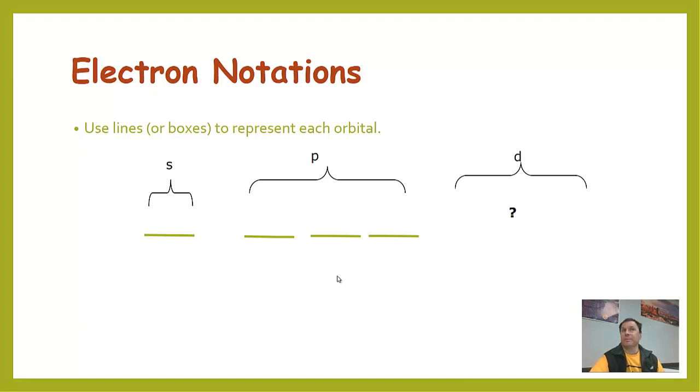What about D? How many would that have? Remember, it had five. And F has 7 different positions. So D we represent with 5 lines, F with 7 lines. And then in order to represent our electrons, we're going to place arrows on those lines. So we use either an up arrow or a down arrow to represent the electrons. Let me go ahead and fill this in.